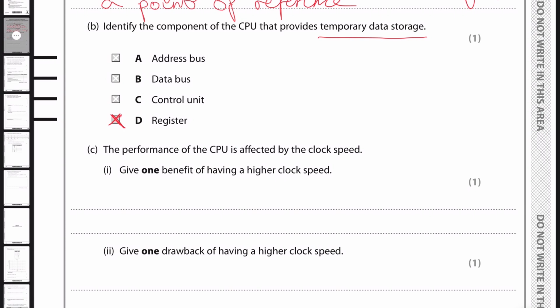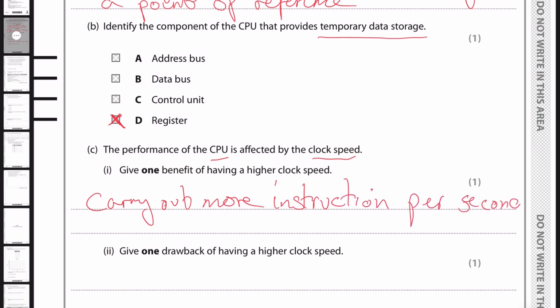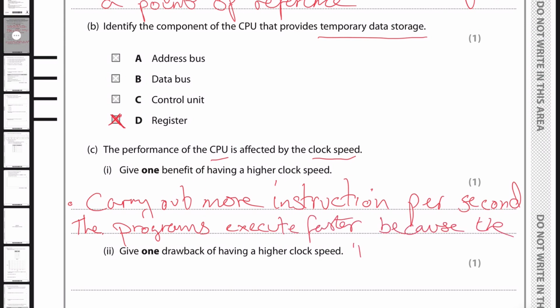The performance of the CPU is affected by the clock speed. Give 1 benefit of having a higher clock speed. It can carry out more instructions in a set time, e.g. per second. That's one idea. The programs execute faster because the processors run faster. It says 1 benefit, so carry out more instructions per second is probably the obvious one, and the programs execute faster because the processors run faster. That would get you the mark. So either one of those.